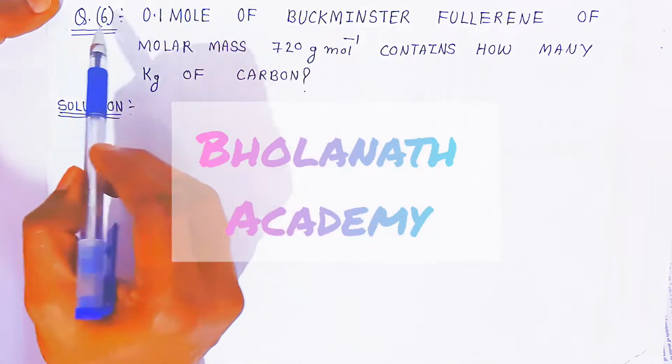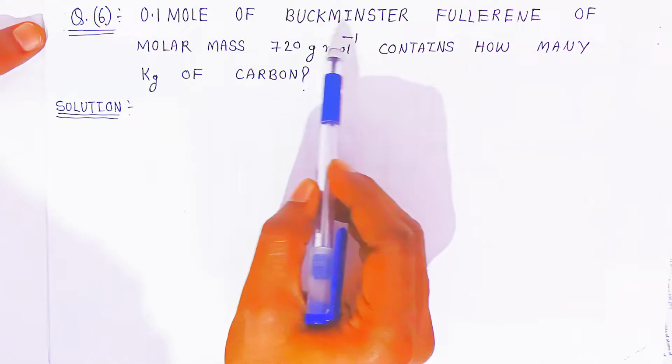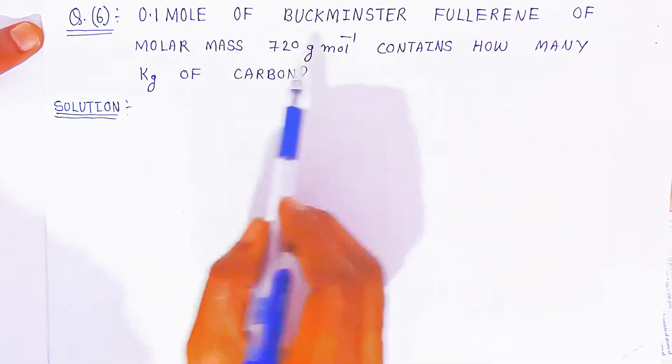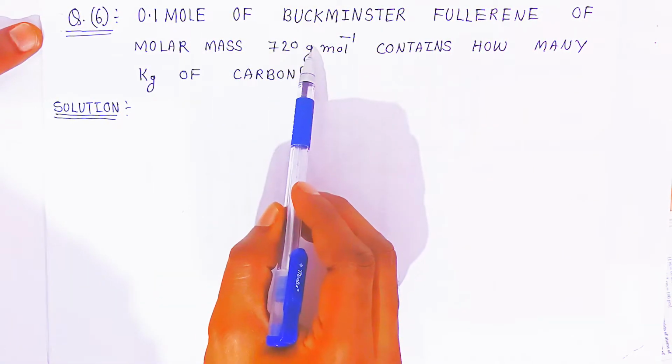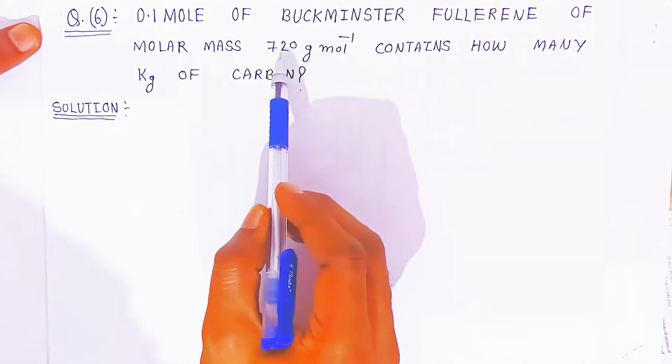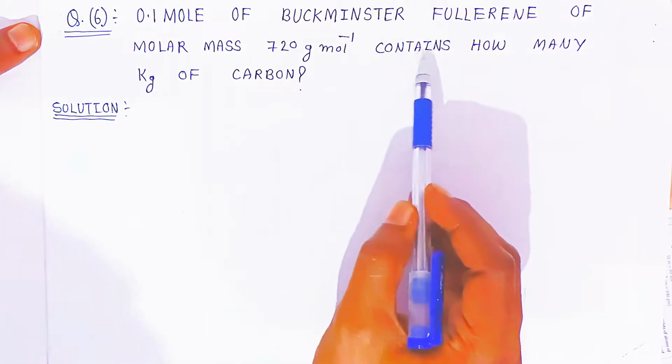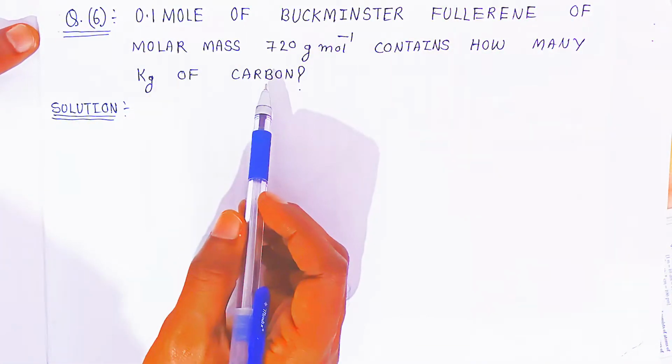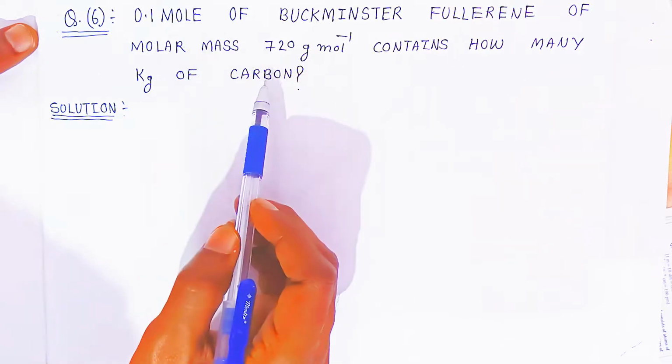Okay, students, now we are going to see question number 6. 0.1 mole of buckminster fullerene of molar mass 720 gram per mole. You can also read it, students, as 720 gram mole inverse. Contains how many kilogram of carbon? In 0.1 mole, how many kilogram of carbon will be present, students?